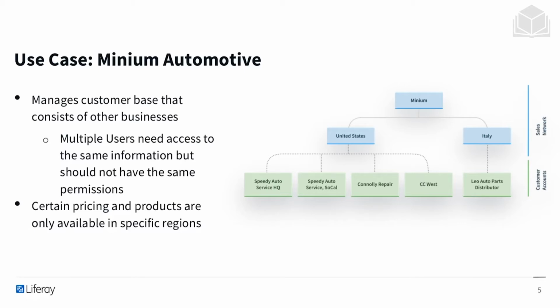So to explain some of the concepts around account management inside Liferay Commerce, we're going to use the use case of Minium Automotive. Minium Automotive needs to manage a customer base that consists of other businesses. It needs multiple user accounts that need access to the same information, but they should not have the same permissions. Certain pricing and products are only available in specific regions. The diagram on the right can show us the difference between the sales network and customer accounts. So essentially what is seen from the administrator's point of view and what is visible from a user or buyer point of view.